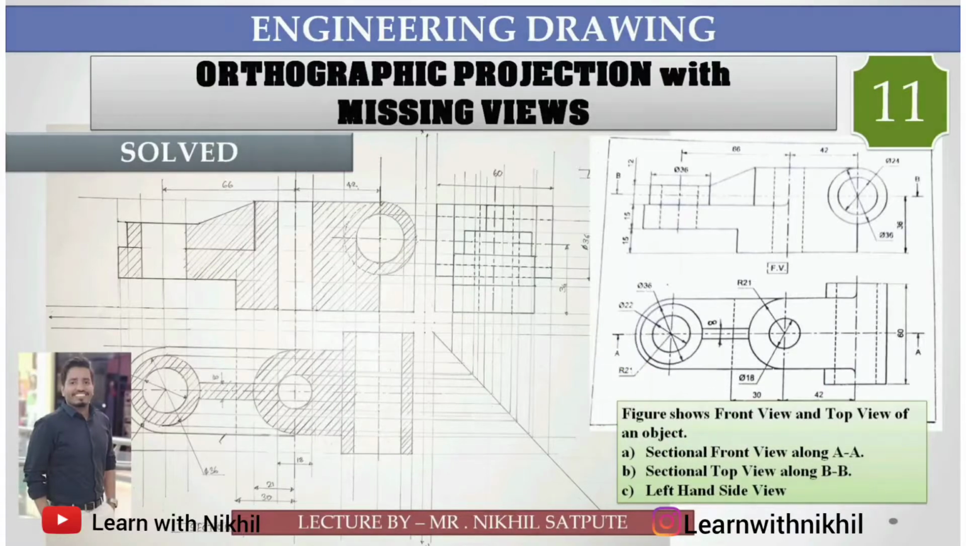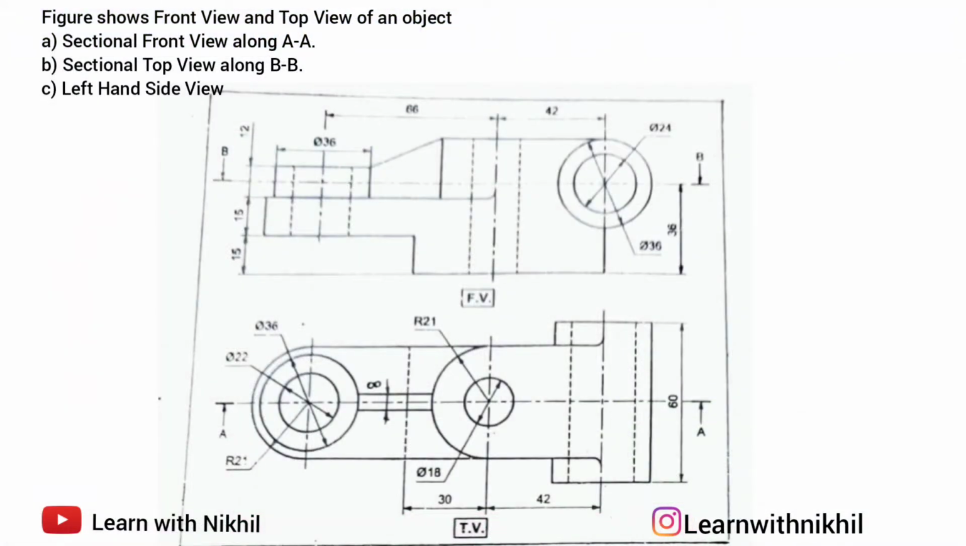So here we have taken another sum on sectional orthographic projection. In the question we have been given the front view and the top view. We have to draw a sectional front view along the line AA, sectional top view along the line BB and the left hand side view.